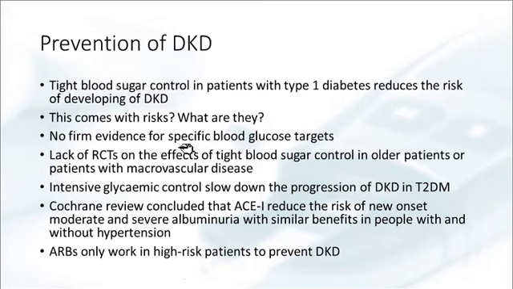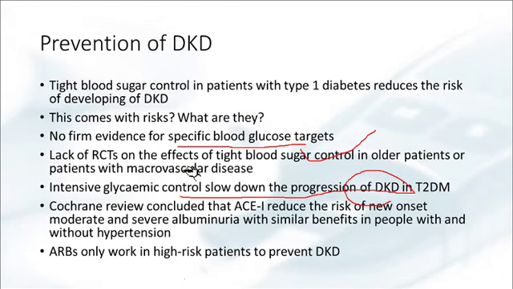So there is no firm evidence for specific blood glucose targets, and this is particularly the case in the elderly. And then there's a lack of RCT data for tight glycemic control in elderly patients, like we've discussed. Intensive glycemic control can slow down the progression of DKD in type 2 diabetes, as we've seen particularly in the younger type 1 population, but also in the type 2 population, who are generally younger.